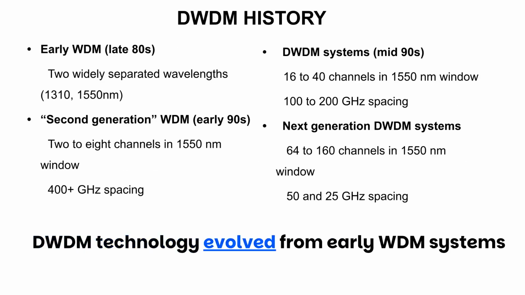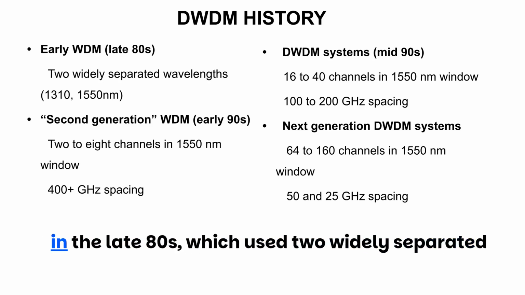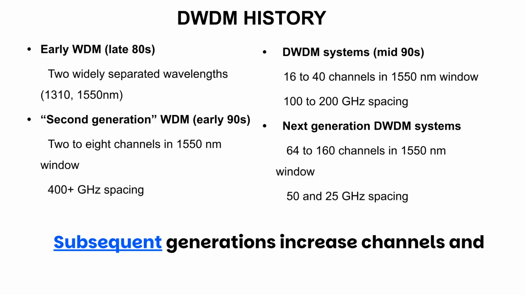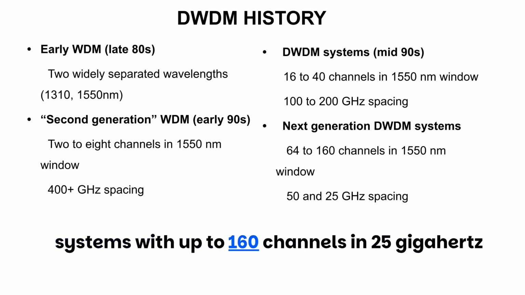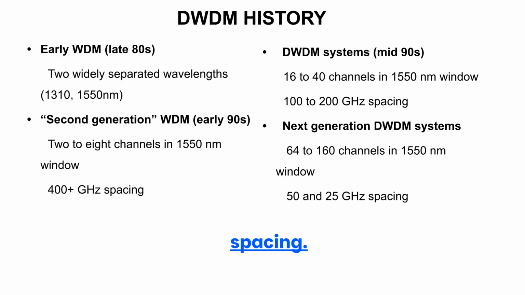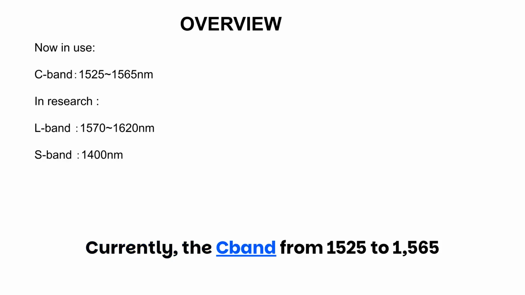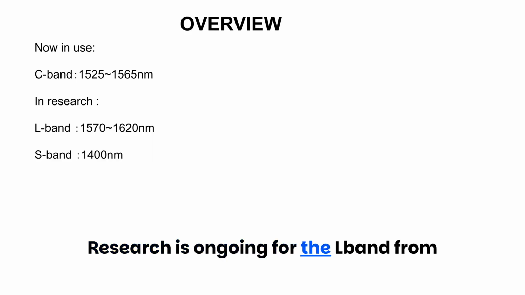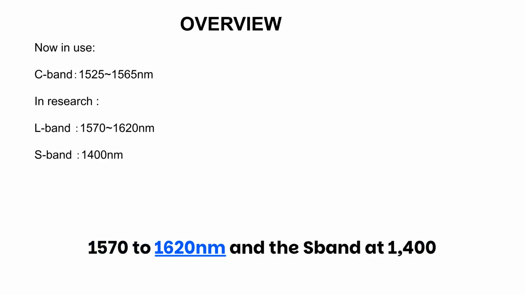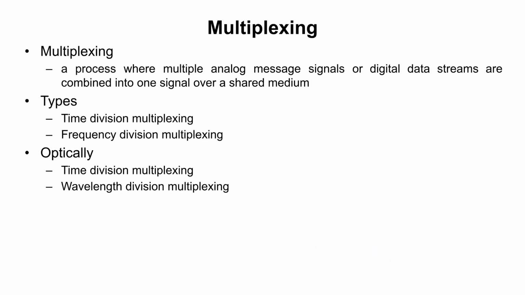DWDM technology evolved from early WDM systems in the late 80s, which used two widely separated wavelengths. Subsequent generations increased channels and decreased spacing, leading to modern DWDM systems with up to 160 channels and 25 GHz spacing. Currently, the C-band from 1525 to 1565 nanometers is in use. Research is ongoing for the L-band from 1570 to 1620 nm and the S-band at 1400 nanometers.